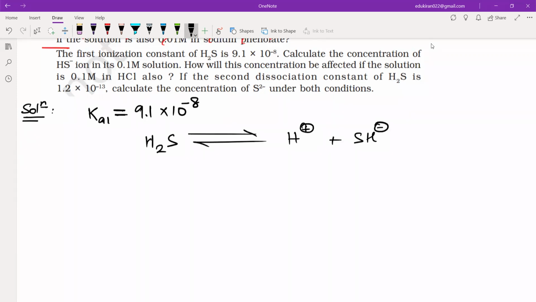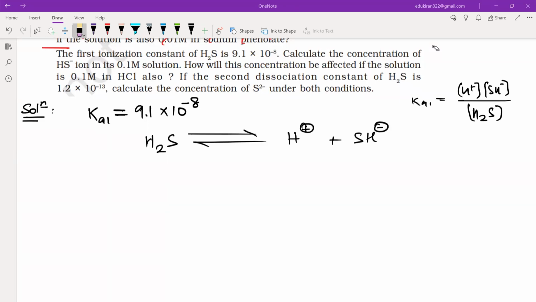So what does Ka1 mean? Ka1 means concentration of H positive, concentration of SH negative divided by concentration of H2S. Look at this number, look at the ratio, and now tell me what is more, product or reactant? Look at this number, 9 into 10 to the power minus 8, and tell me which is going to be higher, products or the reactant? Products.